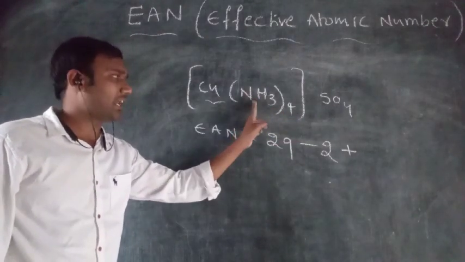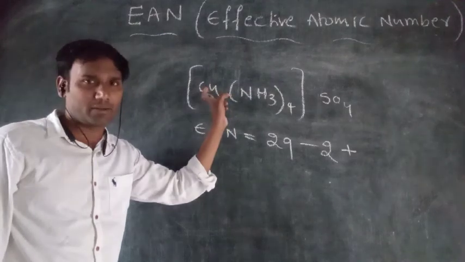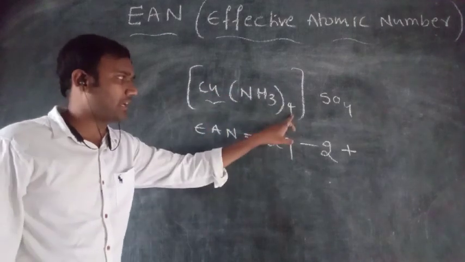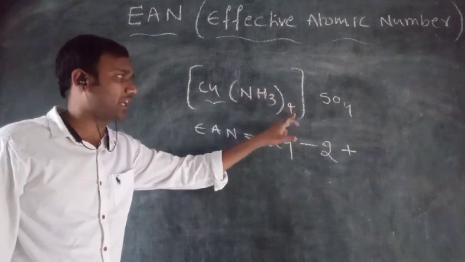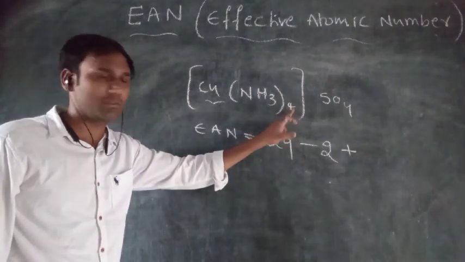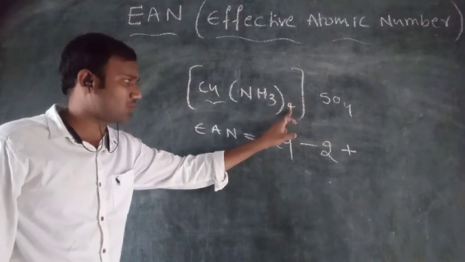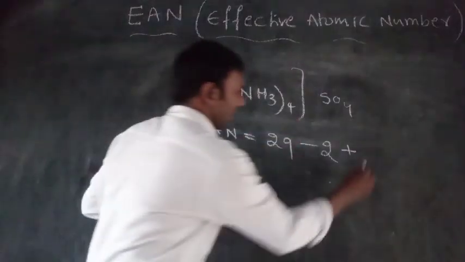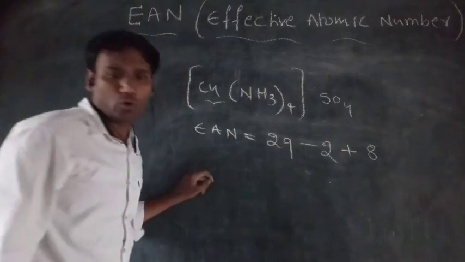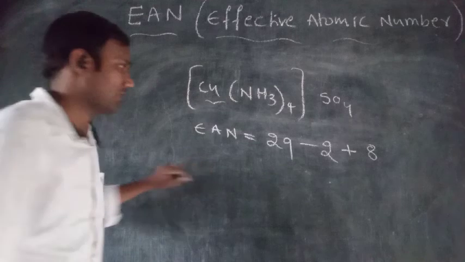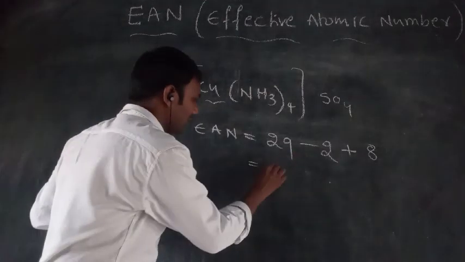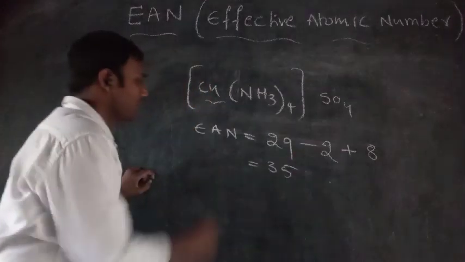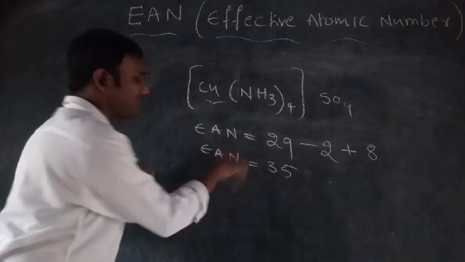Ammonia is a monodentate ligand, that means it can donate 1 electron pair to the central metal atom. So monodentate ligands, how many are there? 4. Each ligand donates 1 electron pair, so 4 ligands donate 4 electron pairs. 4 electron pairs is nothing but how many electrons? 8 electrons. So that means 29 minus 2 plus 8. 29 minus 2 is 27. 27 plus 8 is how much? 35. So the effective atomic number of this complex is 35.